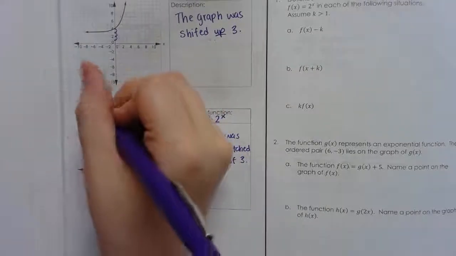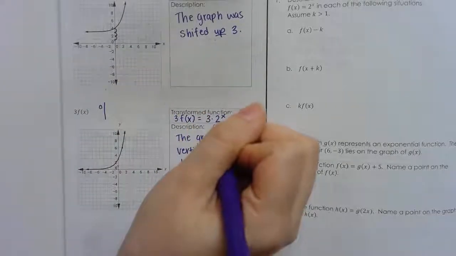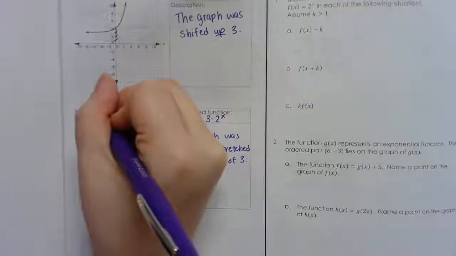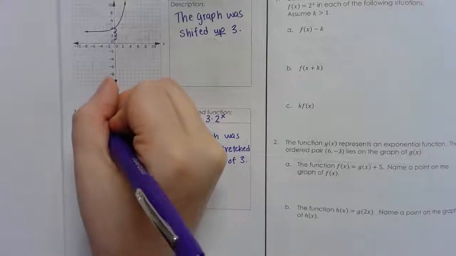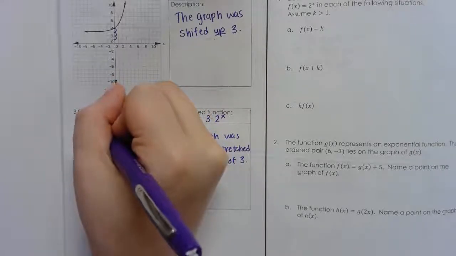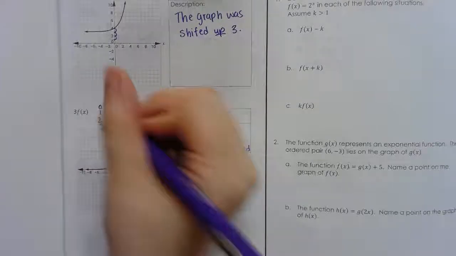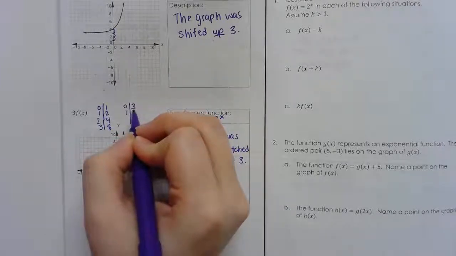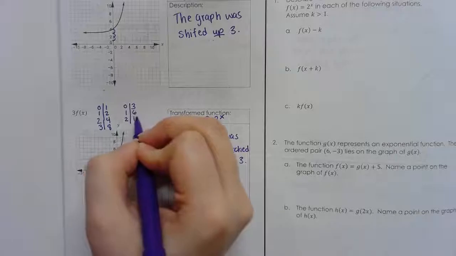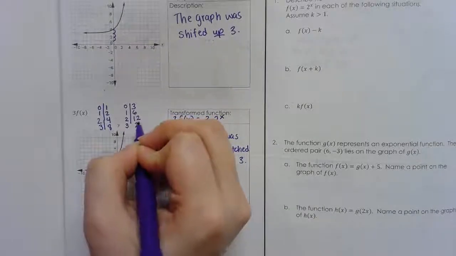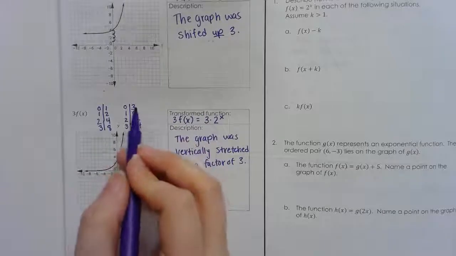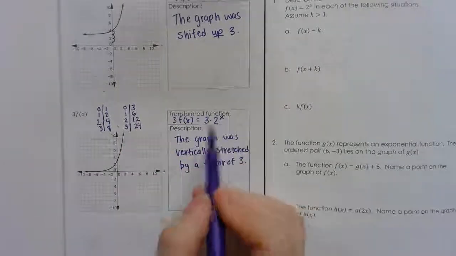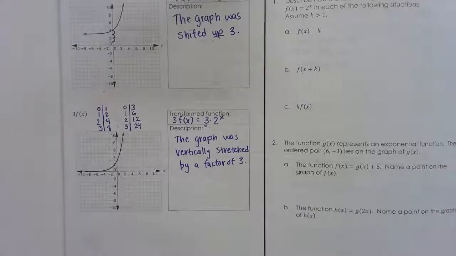So our table was 0, 2 to the 0 is 1, and 2 to the first is 2, and 2 to the second is 4, and 2 to the third is 8. But now each of these y-coordinates have been multiplied by 3. So it's at 0, 3, and 1, 6, and 2, 12, and 3, 24, and so on. So all of those are 3 times as much as they were because of this 3 out here. Okay, so it's my y-intercept, but it's also a vertical stretch.